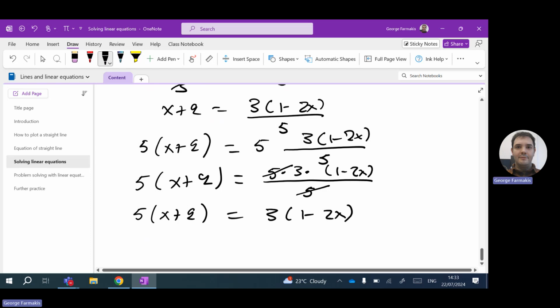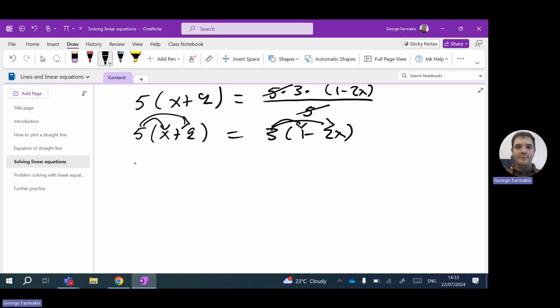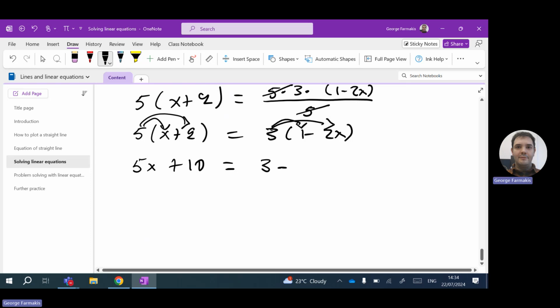So we go back to the case where we have a linear equation and we also have brackets. How do we solve this? We expand now the brackets and then we collect same terms. So 5 times x, 5x. 5 times 2, 10, equals 3 times 1, 3. 3 times minus 2x, we get a minus. 3 times 2, this is 6x. So 3 minus 6x. And now we collect same terms.